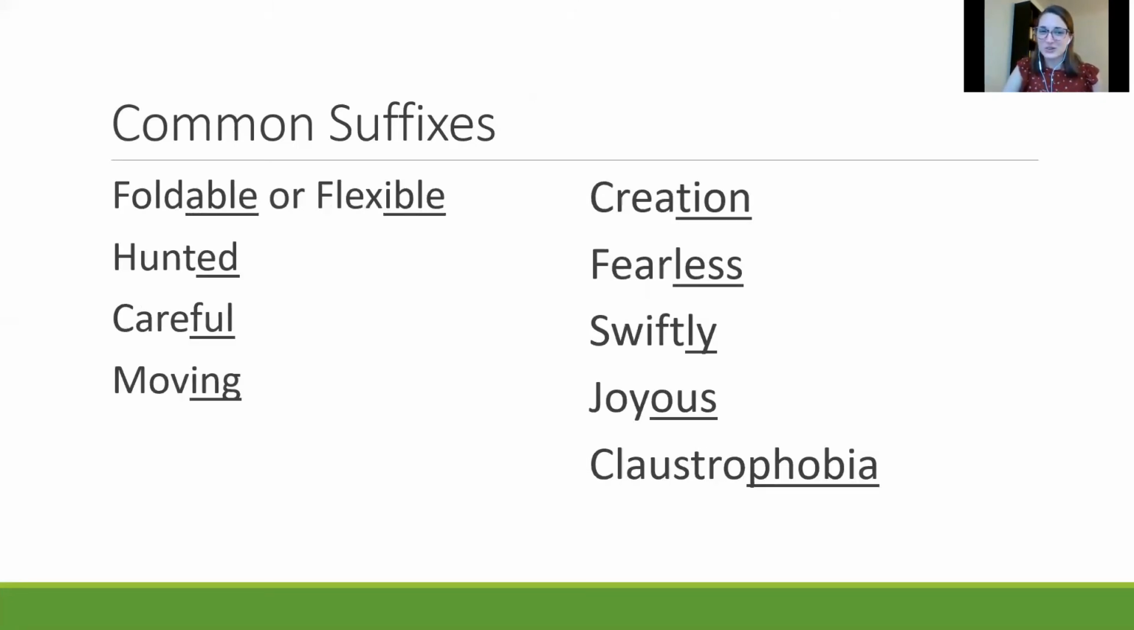So let's look at the first one. It's ABLE or IBLE. So you might see words like foldable or flexible. Well, if something is foldable, then you can fold it. It's able to be folded. If something is flexible, it's able to be flexed or moved. So we can take that IBLE or ABLE and understand it as you can do something or you're able to do something.